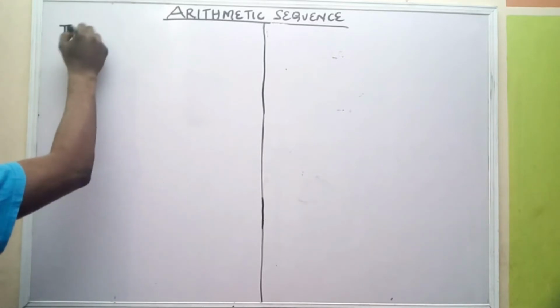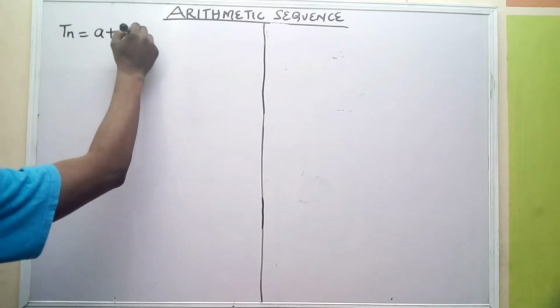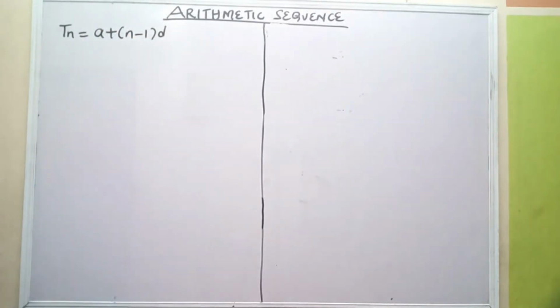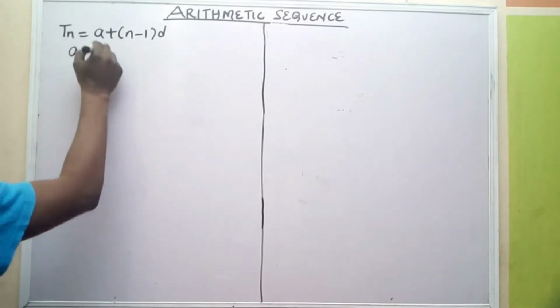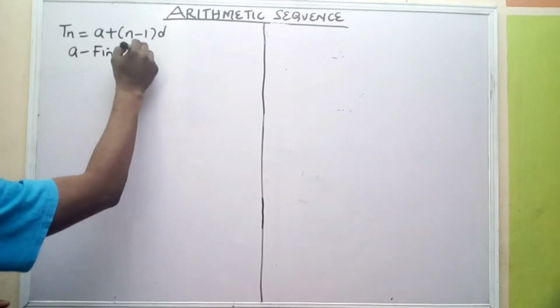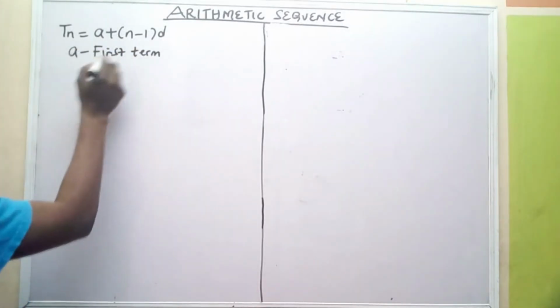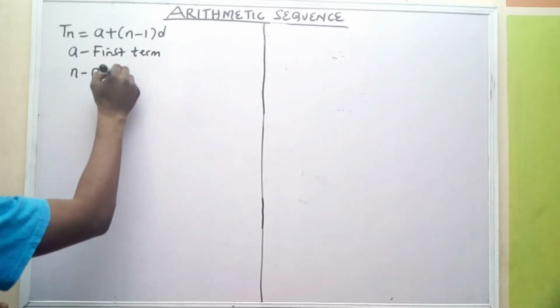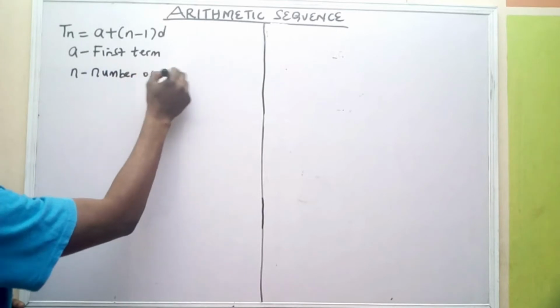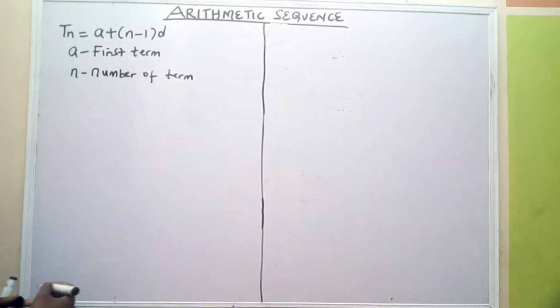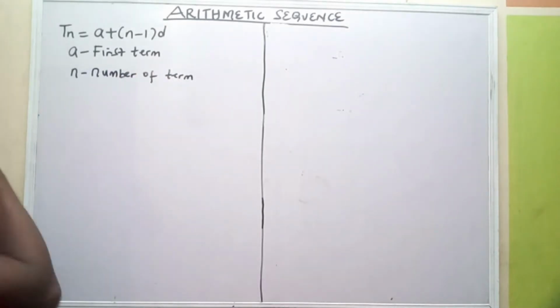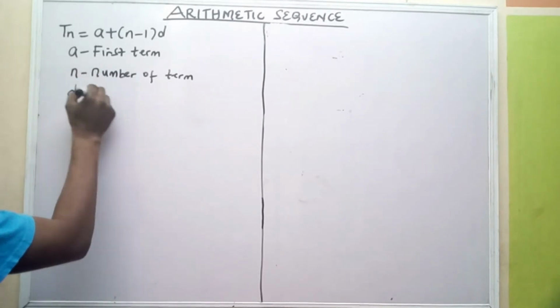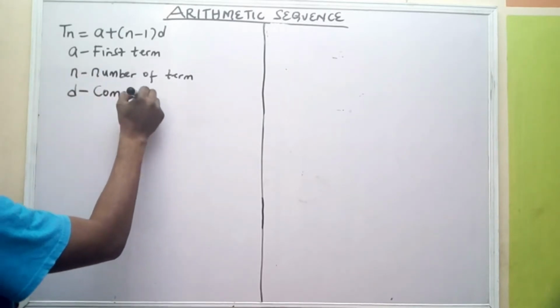Now I have a formula which is Tn equals a plus bracket n minus 1 d. In this sequence, this is the formula. I'm going to define each of the parameters. I'm going to start with A. A simply means the first term of the sequence. Now we have n. N means the number of the term in the sequence. And then d means the common difference.